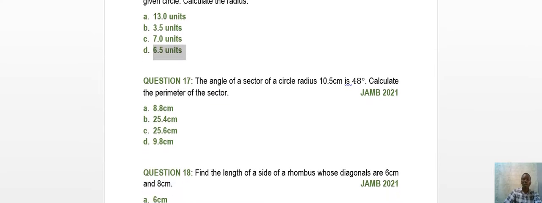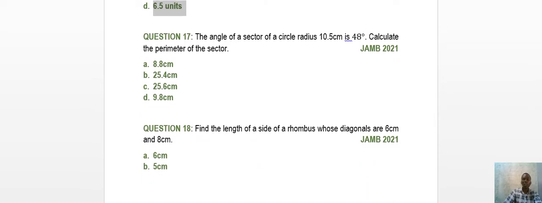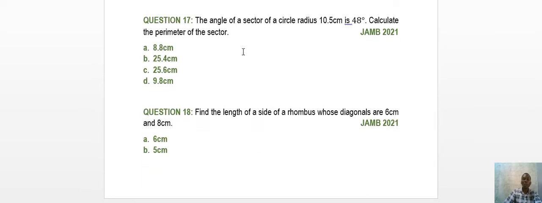Now let's look at question number 17. Question number 17 says the angle of a sector of a circle of radius 10.5 centimeters is 48 degrees. Calculate the perimeter of the sector. Now we are going to look at the perimeter of a sector. What do we mean by the perimeter of a sector? The perimeter of a sector is the distance around a given sector.